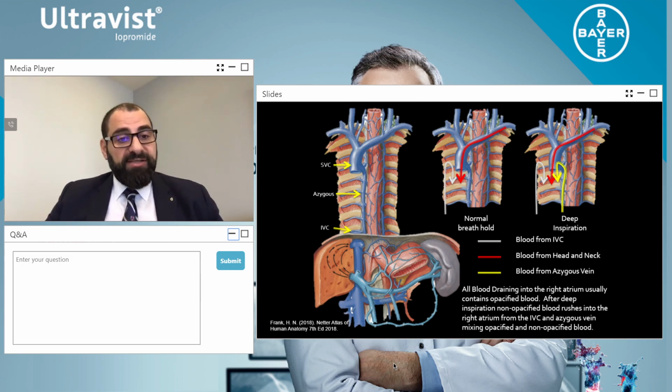As the contrast is traveling in the superior vena cava, it stops. And then the azygos vein starts to increase its flow of blood in there. So this is why later on, we're going to have a vascular CTA series for Bayer. I'm going to show you that a lot of these artifacts and a lot of these poor contrast enhancement strategies or issues are occurring because of breath hold. And you're going to say to yourself, how do we solve this?